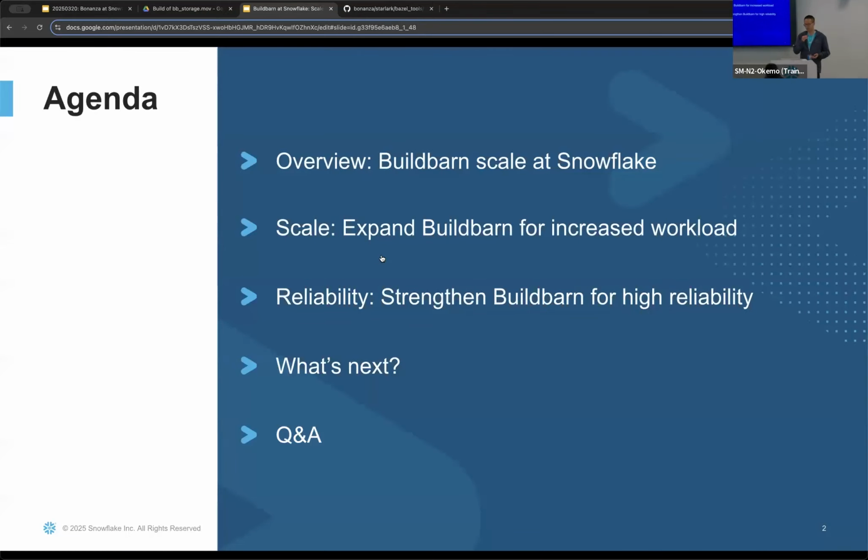So this is the agenda of this session. We will start with giving the quick overview of Buildbarn scale at Snowflake. And then we will talk about how we improve the scalability of our system, how we improve the reliability of the system, and what we plan to do in the future. And we will have the Q&A session in the last.